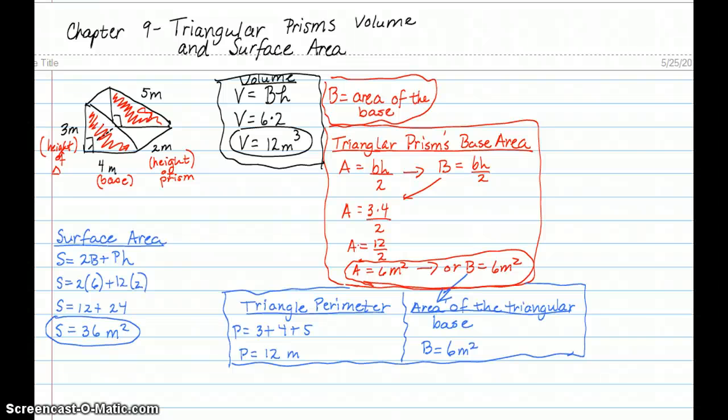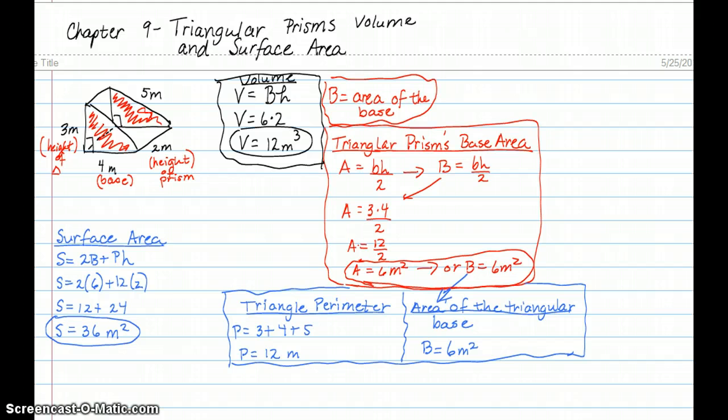This is Chapter 9, Triangular Prisms, Volume and Surface Area. When you have a triangular prism, the base of that prism is simply a triangle, whereas in a rectangular prism or in a cylinder, the base will be different. In a rectangular prism, it's a rectangle, and in a cylinder, it's going to be a circle. So you know how to find the area of a triangle.